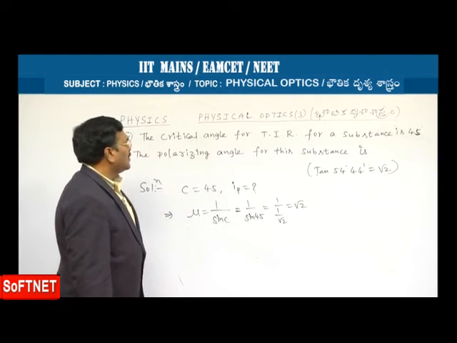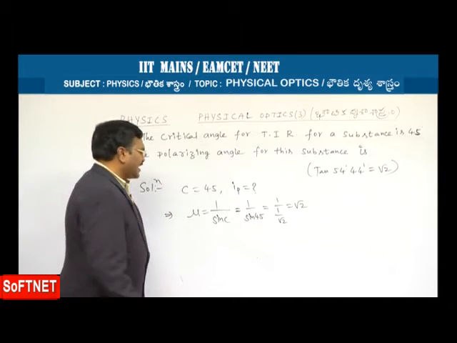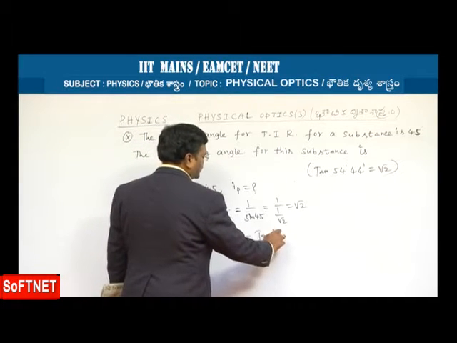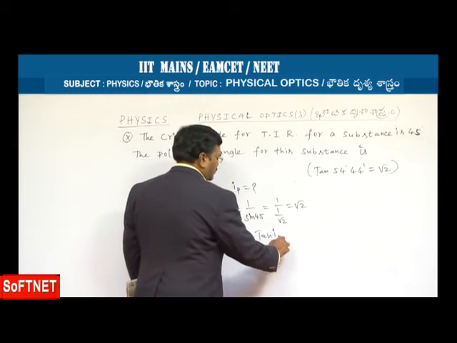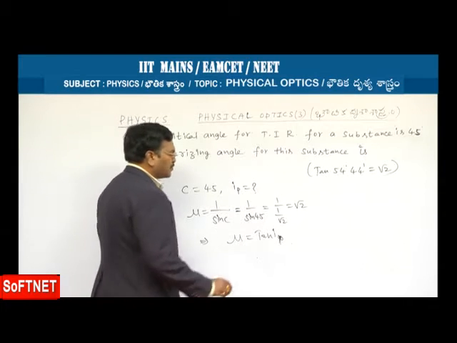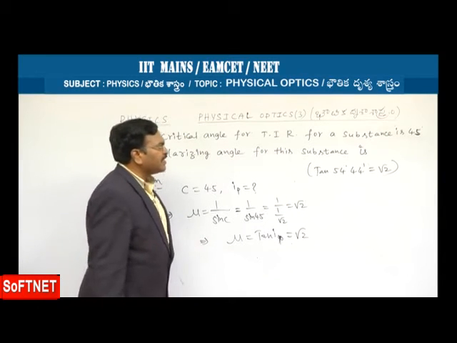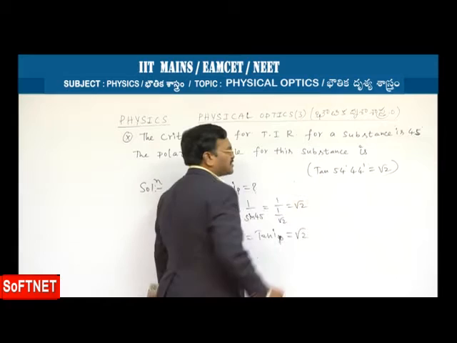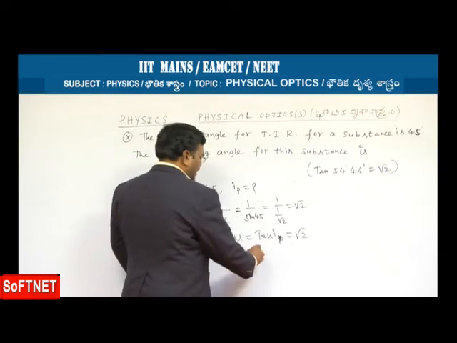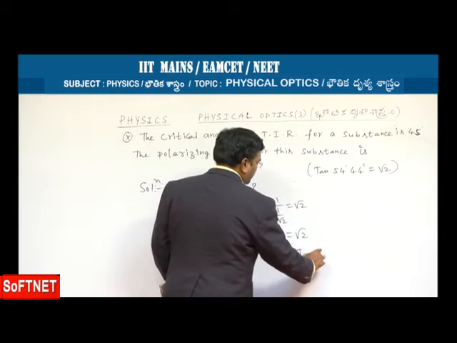Now polarizing angle. According to Brewster's law, mu is equal to tan IP. Now according to the question, mu is equal to root 2. For which angle is the tan value root 2? Already in the question it is given, tan 54 degrees 44 minutes is equal to root 2. That's why tan IP is equal to tan 54 degrees 44 minutes.